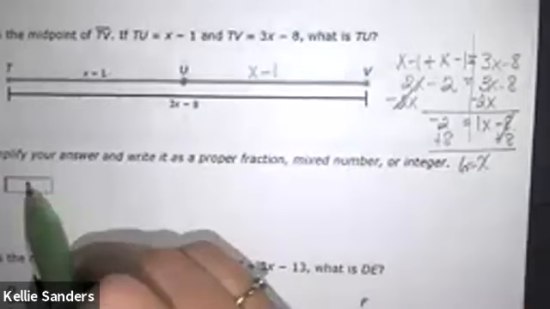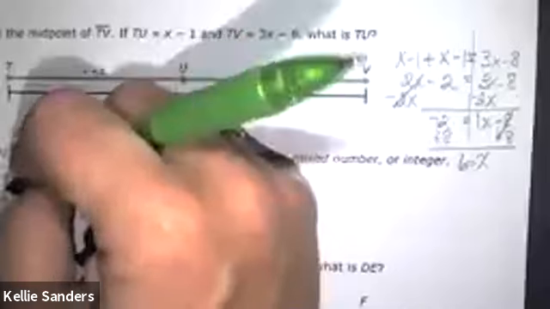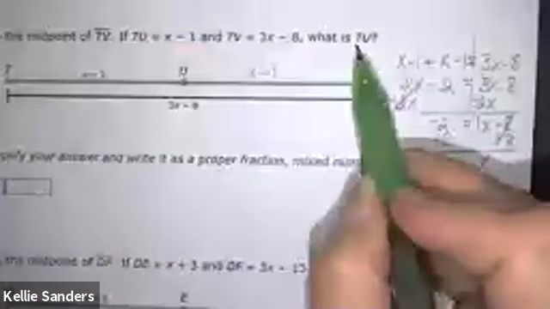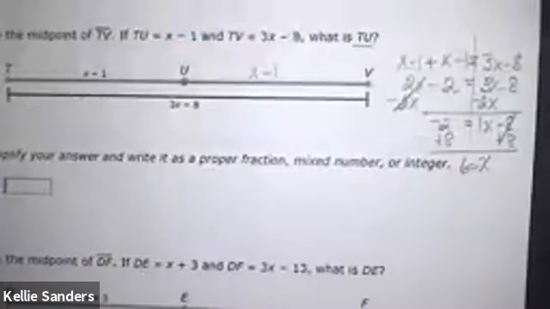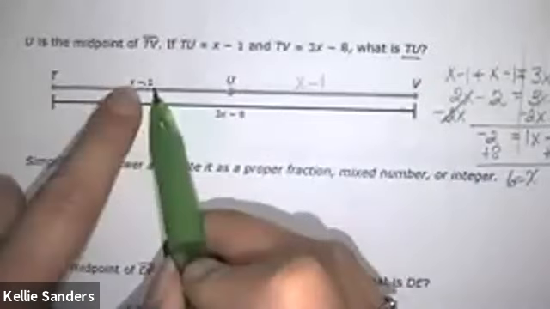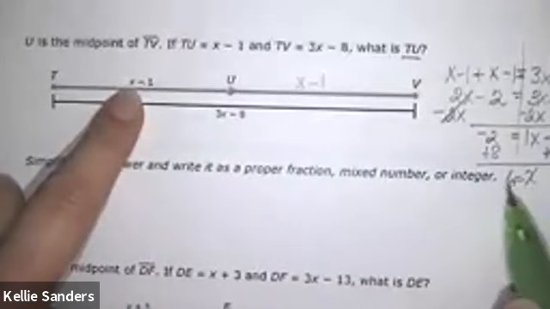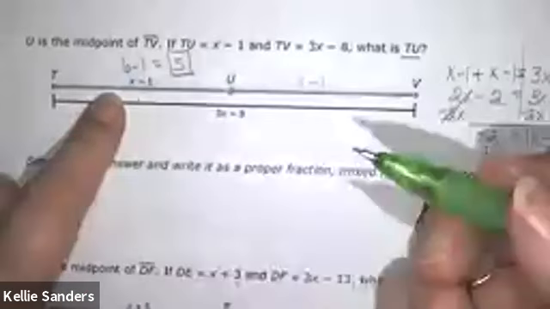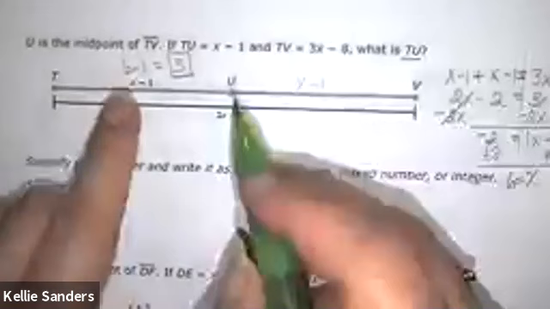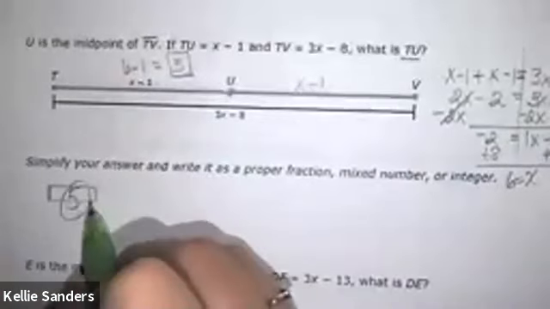So x is 6. 6 does not go in the box because the question doesn't ask what is x. The question is what is TU. Here is TU, and now I know that x is 6. We're going to put 6 into x, so 6 minus 1 is 5. Let me just say right now, our answer is 5, okay?